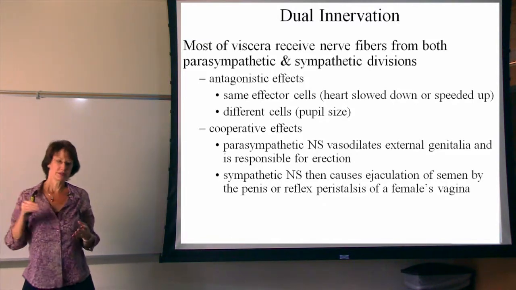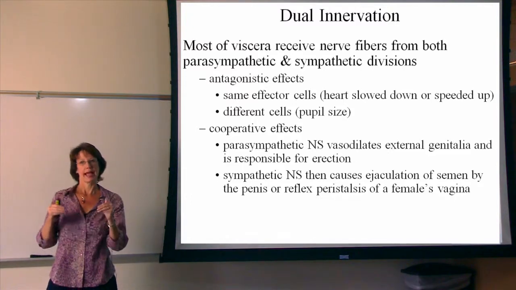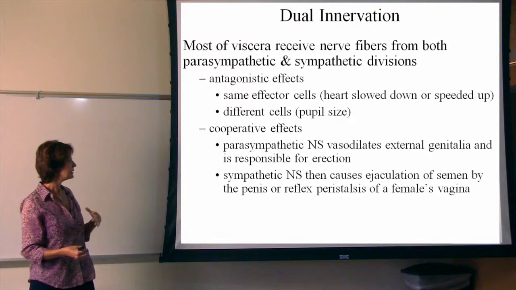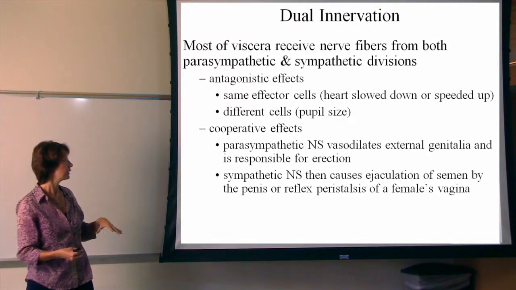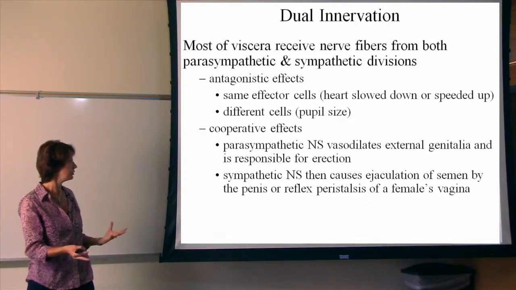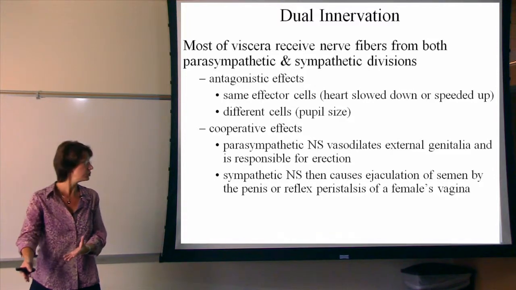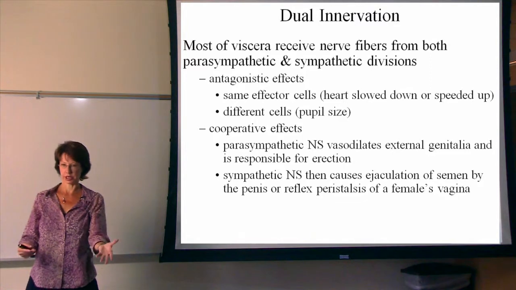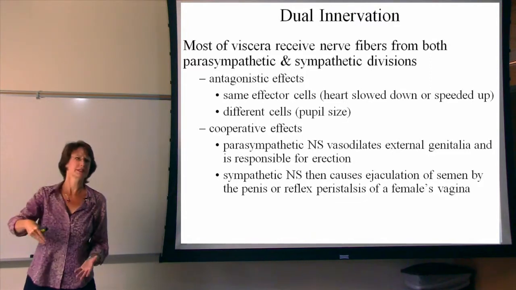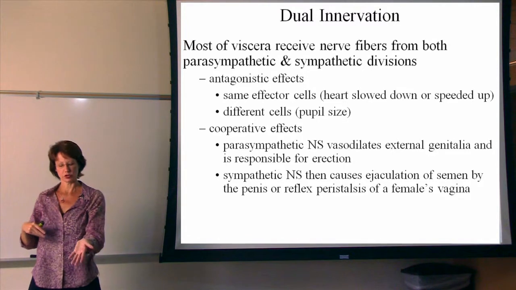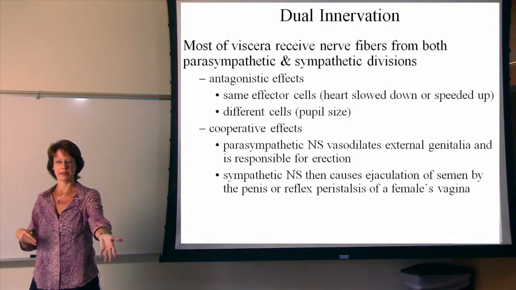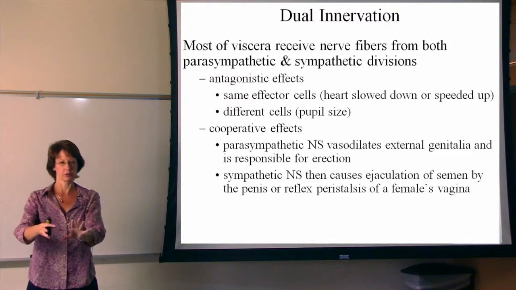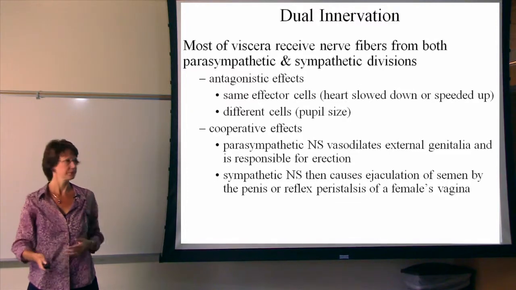Sometimes, though, the sympathetic and the parasympathetic systems have cooperative effects. One of the best examples is that the parasympathetic portion will vasodilate the external genitalia, allowing for erections to occur, but the sympathetic nervous system is then what can trigger an ejaculation. So without the parasympathetic control, the sympathetic control isn't going to cause the end of the ejaculation. It's both of those systems cooperatively working together to get that function.